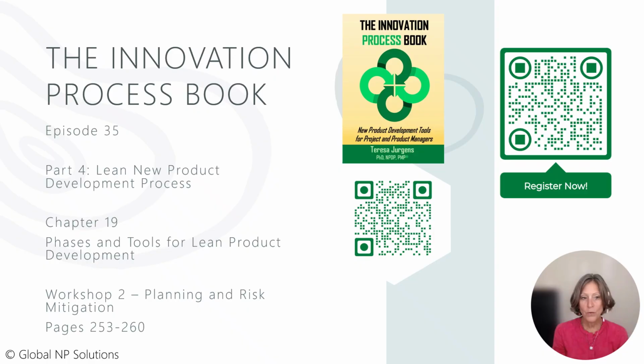Episode 35 will cover chapter 19, phases and tools for lean product development. This is in part 4 of the book. In part 1, we covered waterfall or staged and gated processes. In part 2, we covered Agile and Scrum. Part 3, we covered WAGILE, a hybrid process that is between waterfall and Agile. So in this episode, we're going to be reading from pages 253 to 260, covering workshop 2 in the lean product development process, planning and risk management.